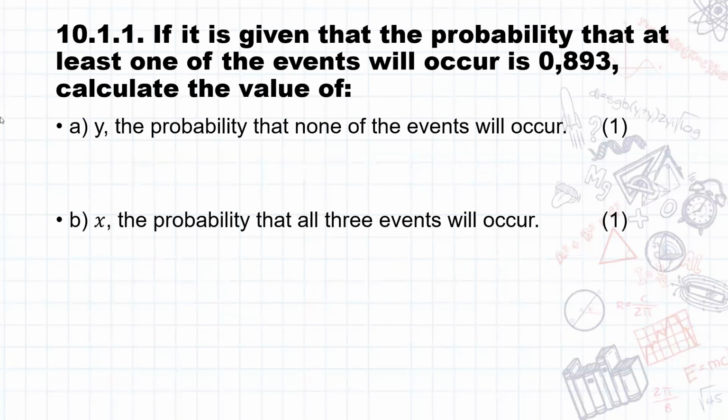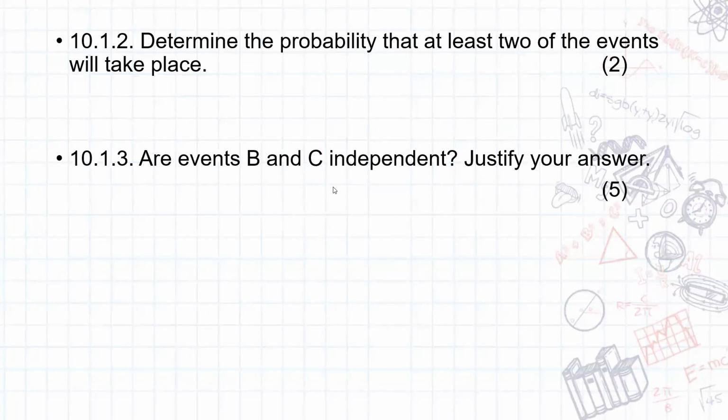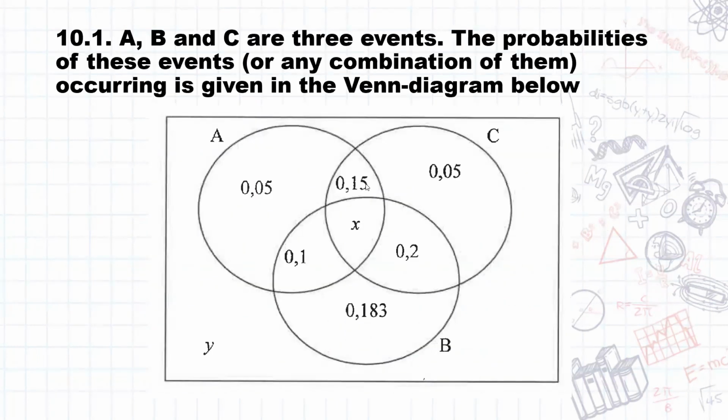Now we'll look at 10.1.2, which says determine the probability that at least two of the events will take place. If we go back up to our Venn diagram, we can see at least 2 is 0.15 plus 0.1 plus 0.2. We can see the overlap essentially, that's what we're looking at. So here we're looking at this value here, plus this one here, plus this one here, at least 2 events. We'll add all 3 of them together, and we'll get a total of 0.45.